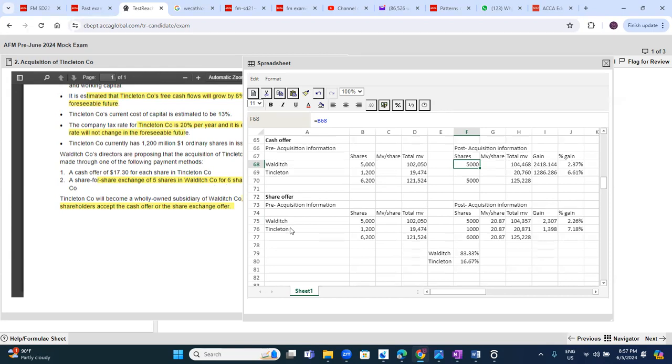Okay. There may be one more question on this. The examiner can ask you to calculate gearing. What is the impact on the gearing in share for share or in cash offer? In cash offer, gearing would increase because you have to finance the cash by borrowing. In share for share, gearing would decrease because you are not taking more debt.